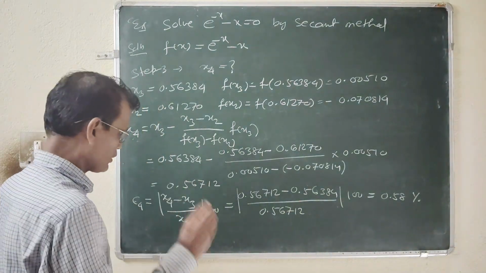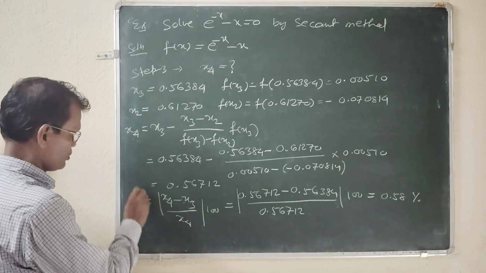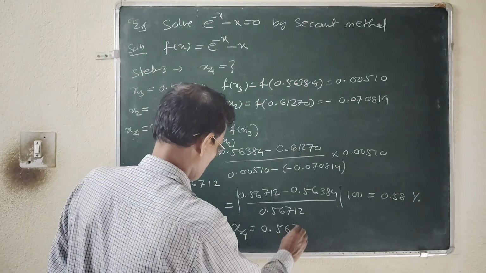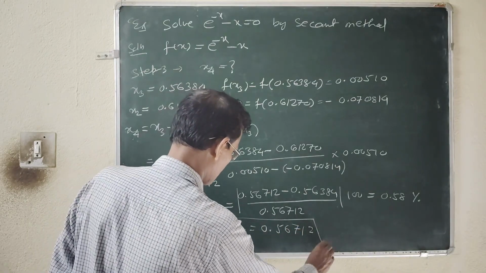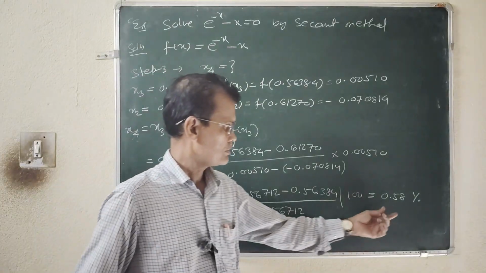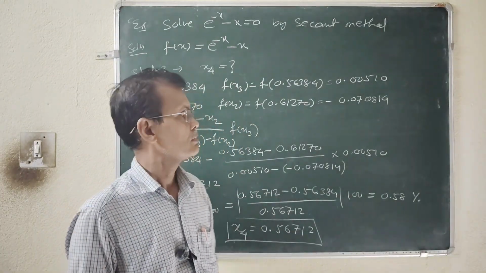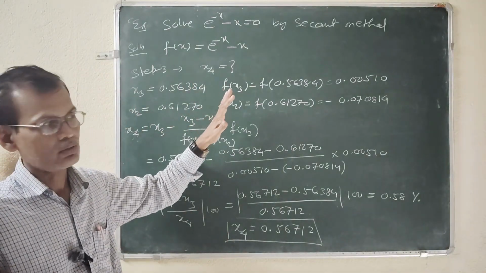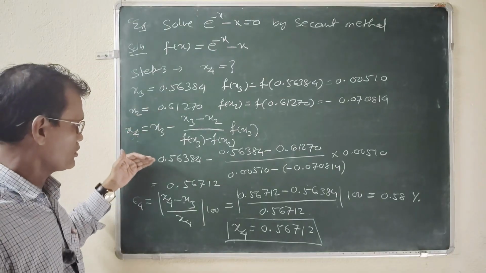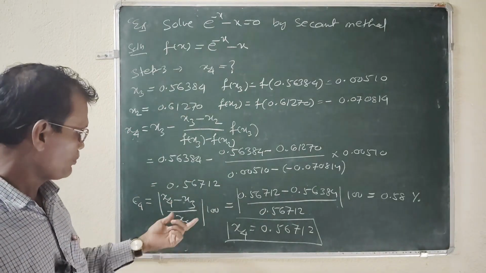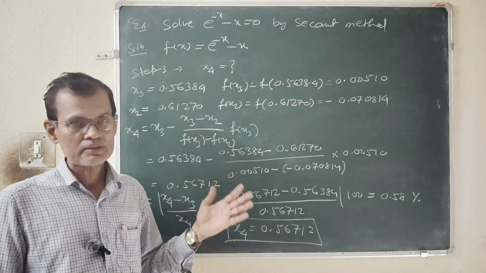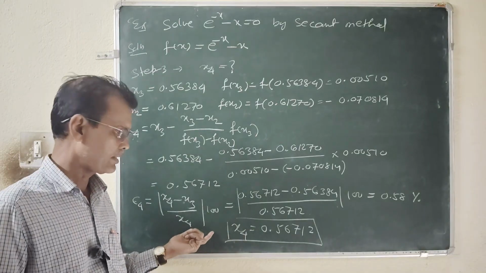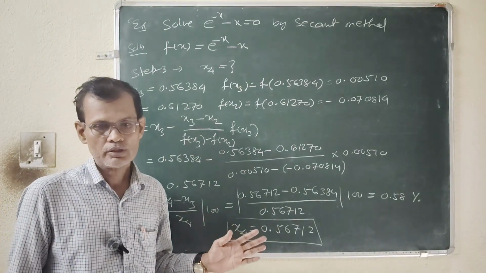So we can conclude that x4 equal to 0.56712 is a good approximate result because the error is less than 1%. Like this we will solve all the problems in the second method for successive steps x1, x2, x3, x4 and so on, and in every step we have to calculate the percentage error. When the percentage error is less than 1, at that step we will stop the process and that final result will be our solution. Okay, thank you.